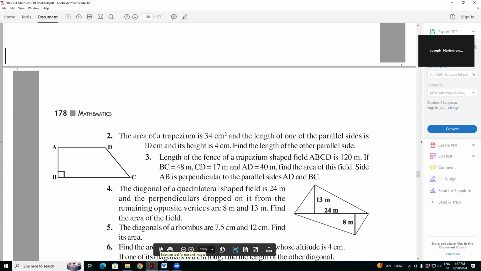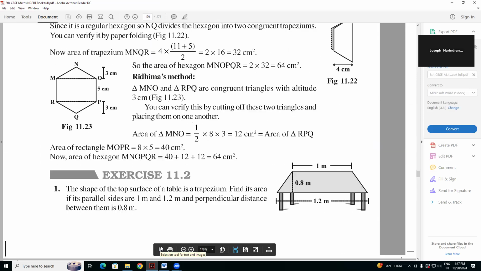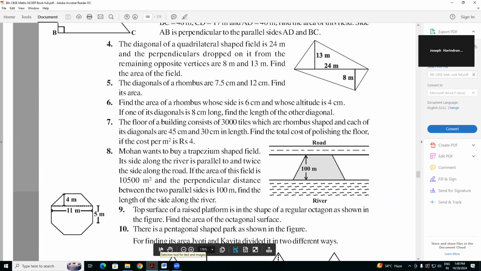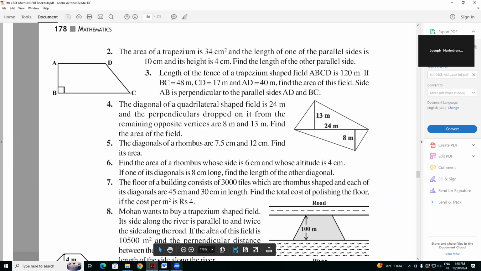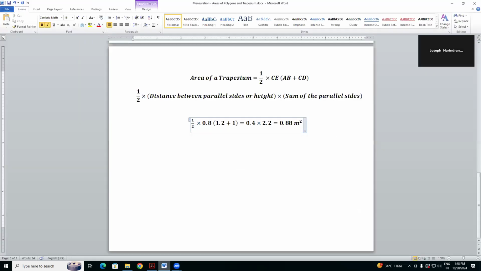So we have come to the end of part 1 of this video, part 1 of the series of videos on mensuration. In this video, we have seen the area of general quadrilaterals, polygons, and trapezium. The main thing is the area of trapezium, and the area of a special type of quadrilateral, like the rhombus. The area of a rhombus is half into the product of its diagonals. That's all.